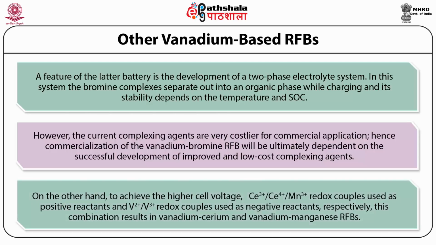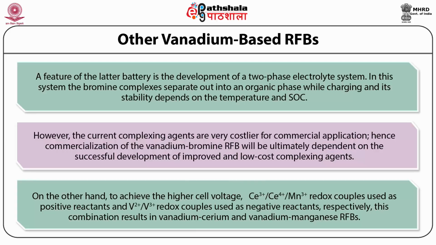On the other hand, to achieve a higher cell voltage, Ce3+ or Ce4+ or Mn3+ redox couples are used as positive reactants and V2+ or V3+ redox couples are used as negative reactants, respectively.